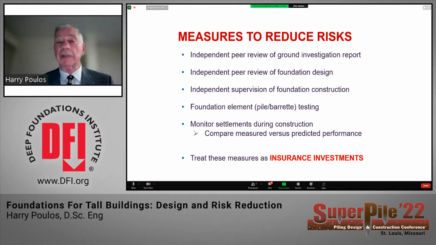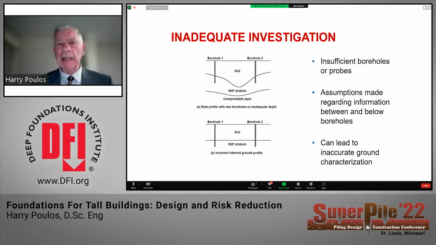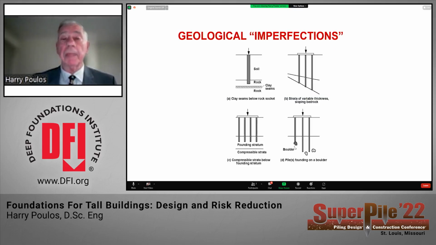So I think we need to treat these measures as insurance investments and not, as some clients think, in terms of additional costs. So very briefly, just to try and illustrate some of those points, inadequate investigation, if we just try and economise on boreholes, as I've shown here, we may miss out on what might have been an old riverbed, and so the soil in between those boreholes may be thicker, but our limited investigation would imply a rather nicer sort of ground profile, but it can be quite inaccurate and lead to inaccurate predictions of foundation behaviour.